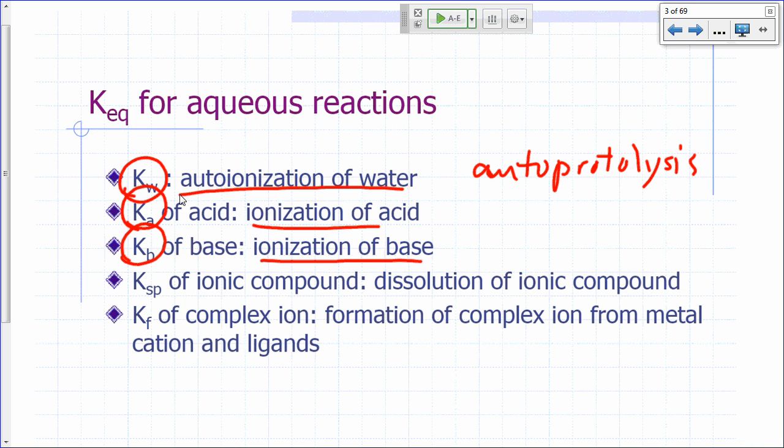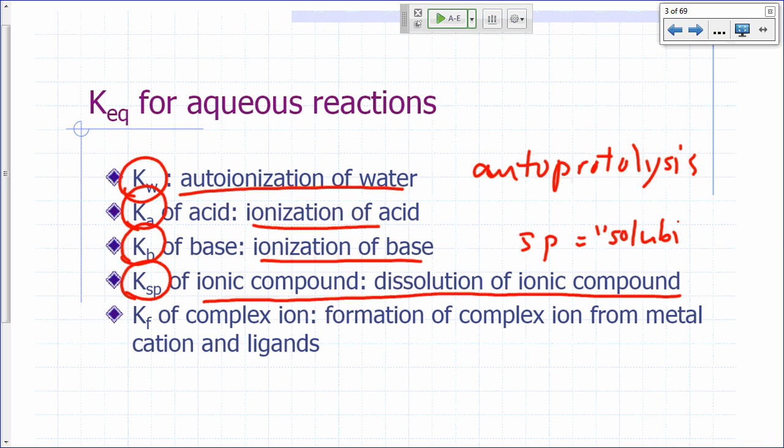If you're dealing with the dissolution of an ionic compound in water, okay, the equilibrium constant for that is known as the Ksp. SP stands for solubility product. As you'll see, the expression for that, KEQ, it's just going to have a product. The denominator is going to be 1 since the activity of a solid is equal to 1. That's why it's called solubility product.